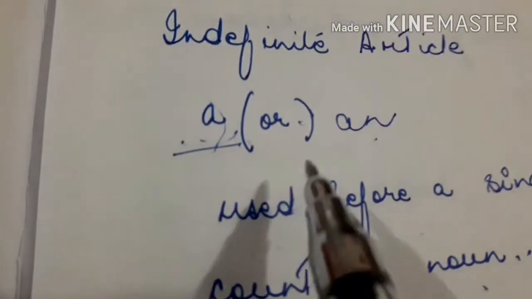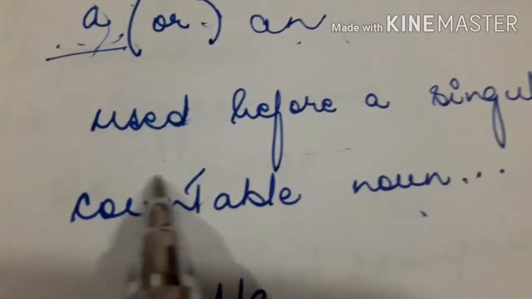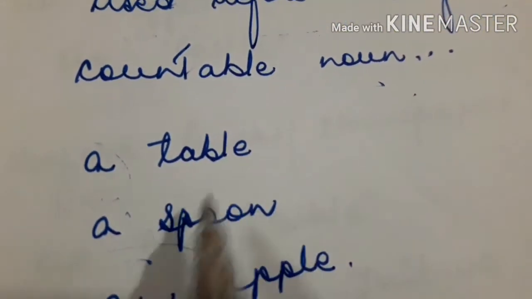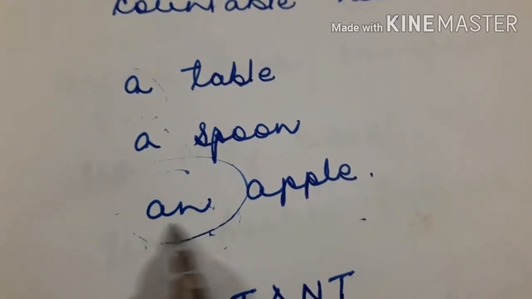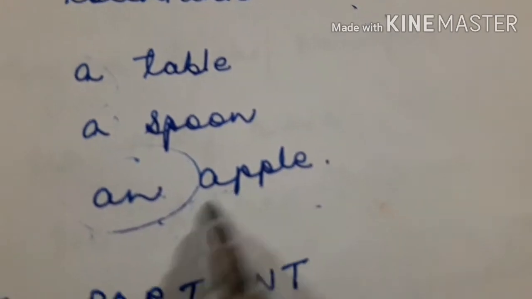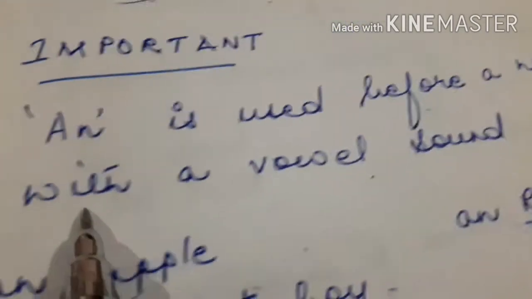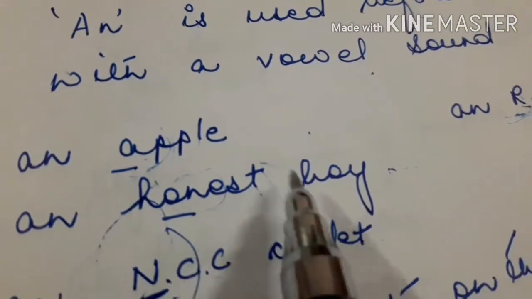Let's look at where the indefinite article a or an is used. They are used before singular countable nouns like a table, a spoon, an apple. Now an and a are the same word, but an is used before those nouns that start with a vowel sound. For example, an is used before a noun with a vowel sound, like an apple, an honest boy.